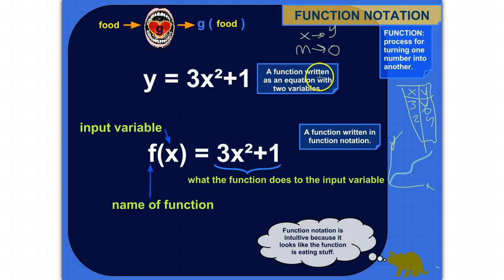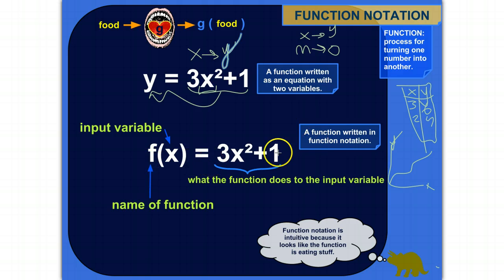So, well, let me back up. Here's a function written as an equation with two variables. So, this means I start with this number x, whatever x is. It could be 1, it could be 2, it could be 1,000, and I do all this stuff to it. I'm processing it. I'm turning it into something else. So I would square it, multiply it by 3, and then add 1 to it. And when all that's done, we would call that y. So this would be x being converted into y like that. So that's writing it as an equation.